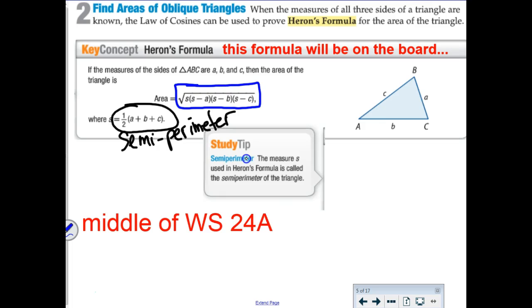When you go to college, they have you derive all these formulas if you become a math major. So look forward to all that.